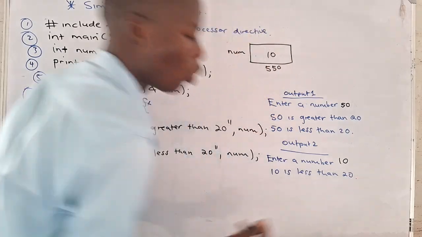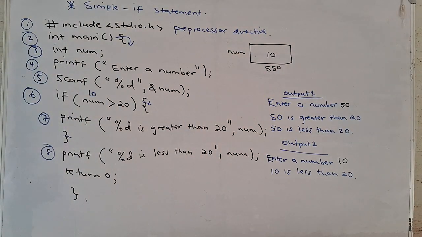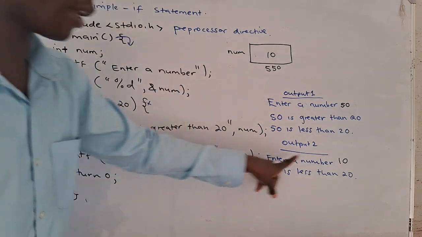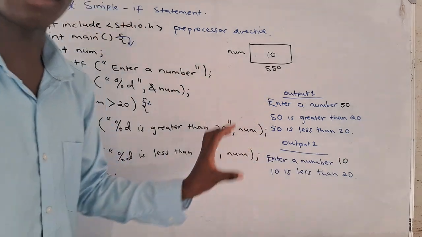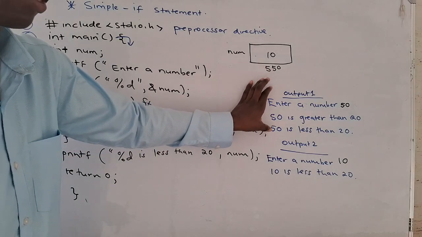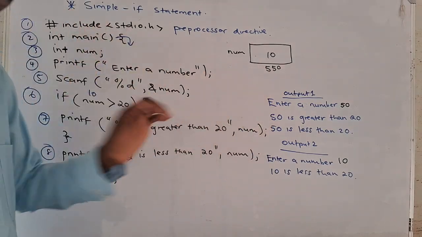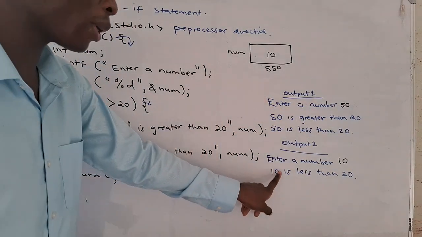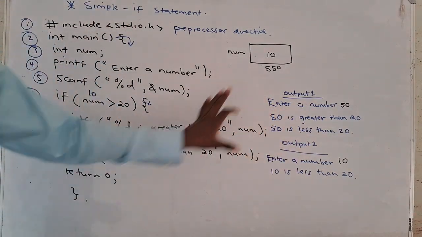This is the output. If the number is 50, this is the output. If the number that you are entering is 10, this is the output. For output number 2: enter a number, the number is 10. It is going to print 10 is less than 20. That is correct. What about this one?